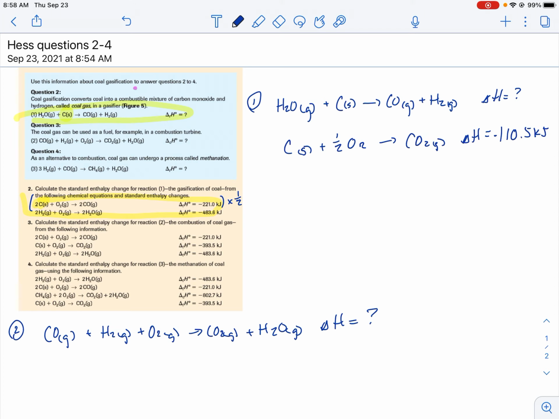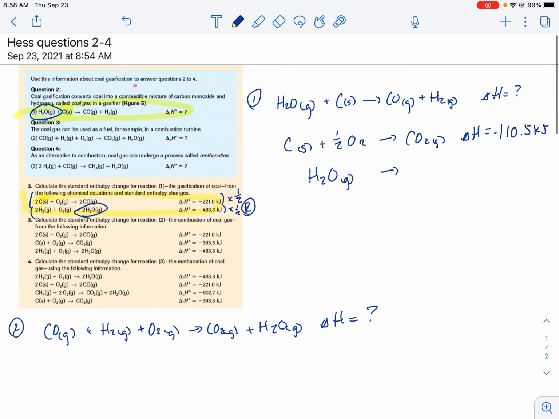In the next reaction, you can see that I've got two waters in the products, but what I want is one water in the reactants. So on this one, I'm going to also multiply it by a half, but I'm going to reverse it as well. So I'm going to write this backwards, and I'm going to get one water because I've got half as many, and it's going to produce one hydrogen gas and a half an oxygen.